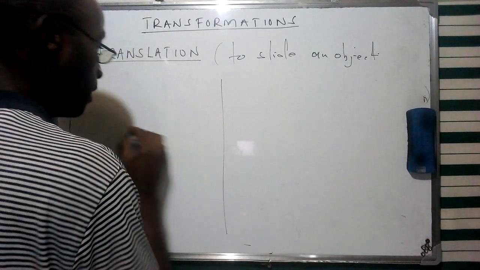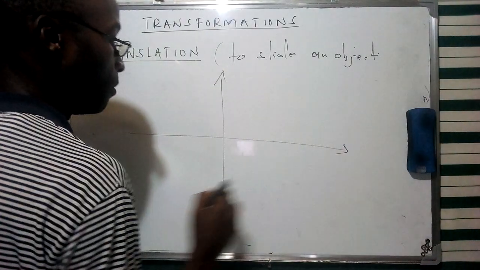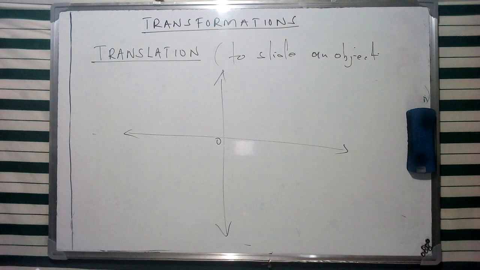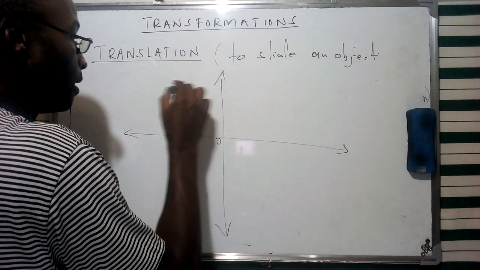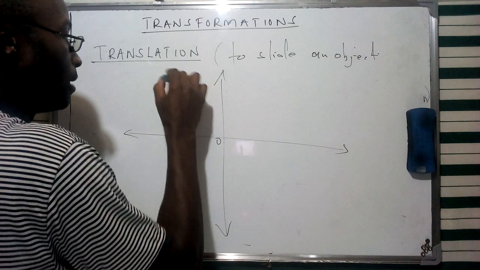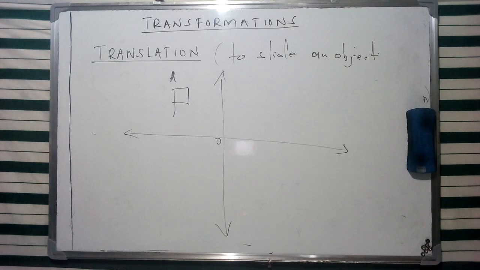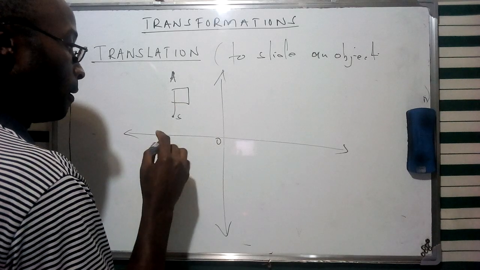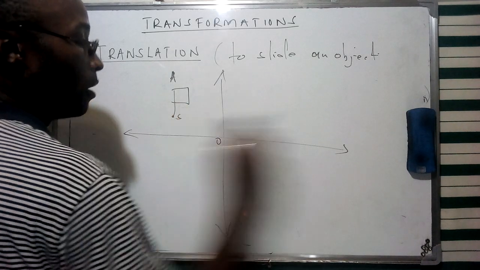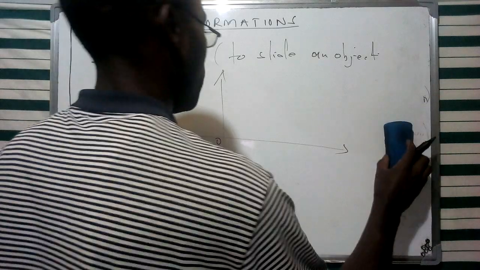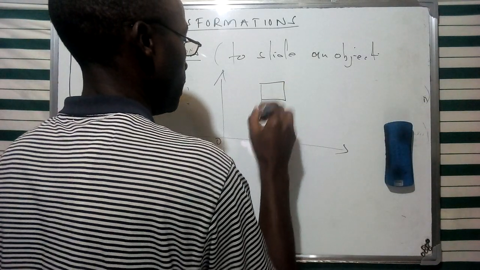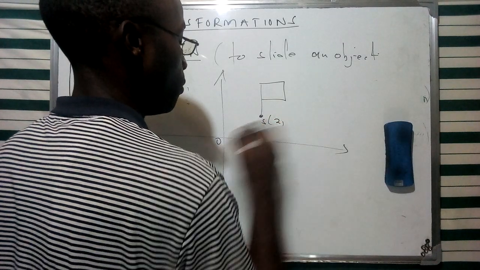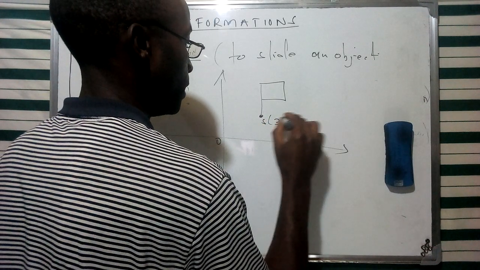So I'm just going to give an elaboration on that by using an example of this Cartesian coordinate system. For us to translate an object down, if we have this as our object A, we're going to subtract from the y coordinate. So suppose this point is in the first quadrant, and suppose this point is given as (3, 2).